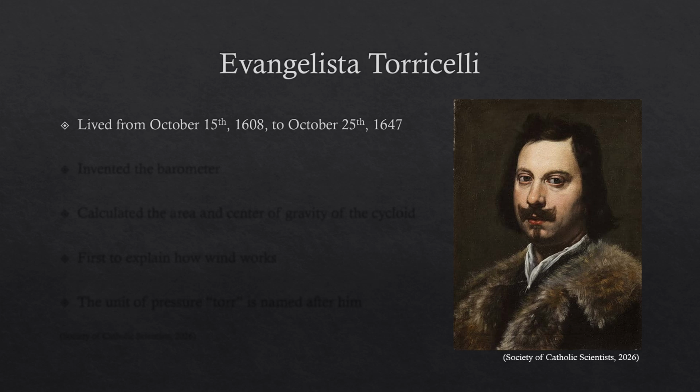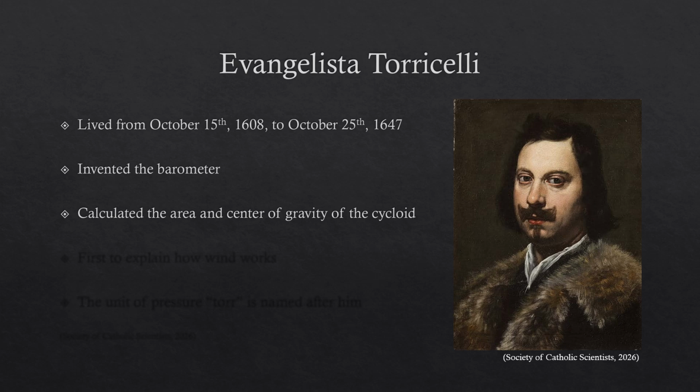Evangelista Torricelli was a great scientist that lived from October 15th, 1608 to October 25th, 1647. He was most well known for inventing the barometer, although he also made great strides in mathematics. He was the first to calculate the area and center of gravity of the cycloid, and he was also the first to explain how wind actually works.